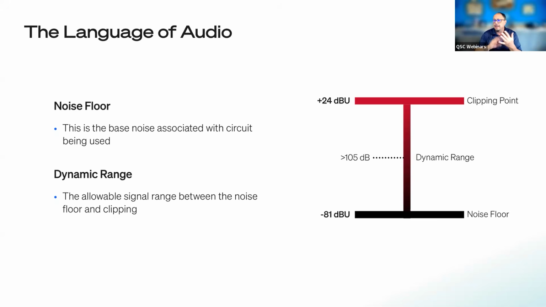So you have the noise floor, which is the bottom, and all the way up to the clipping point. The difference between the noise floor and the clipping point is what we consider the dynamic range. This is the allowable signal range between the noise floor and the clipping, and in this case, it's 105 dB of difference.